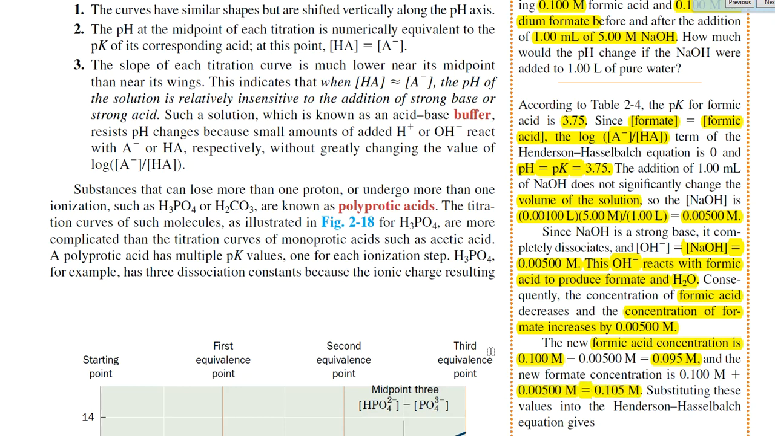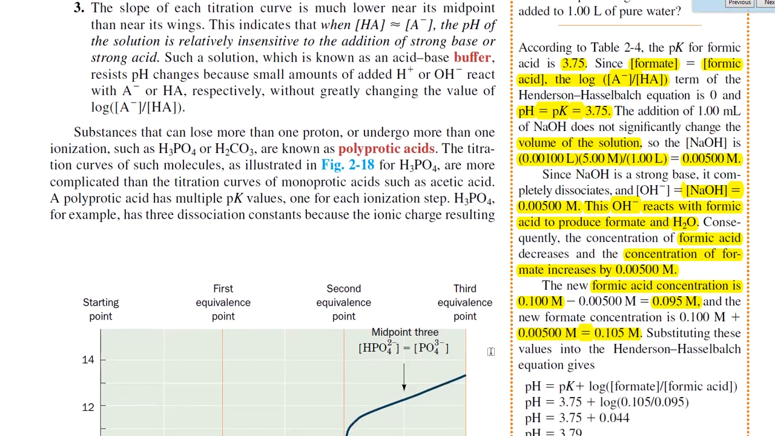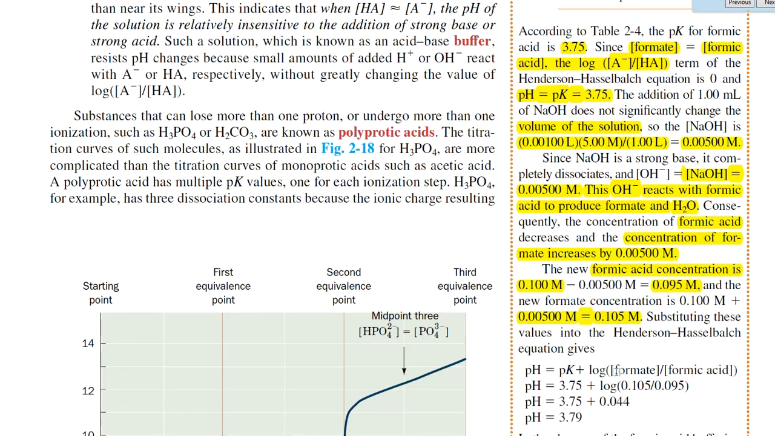Okay. Now if we try to find the pH, it is pK plus log of formate by formic acid. The final formate concentration we found is 0.105. Formic acid is 0.095. From the table we know the pK of formic acid is 3.75. So the final pH is 3.79.